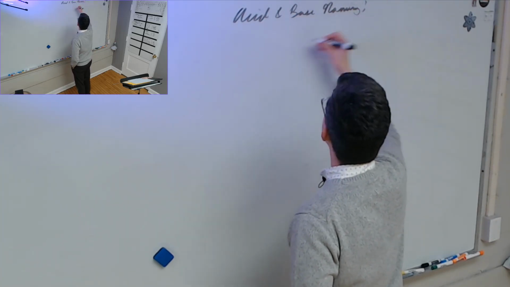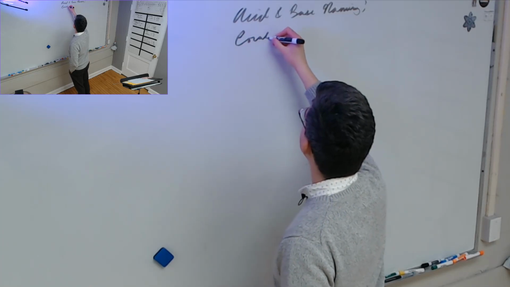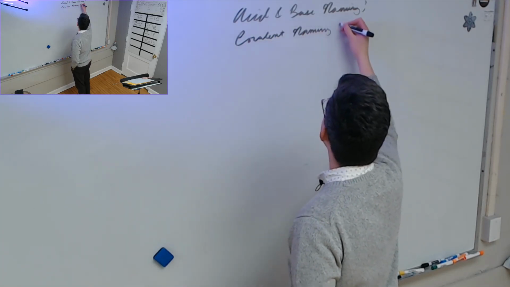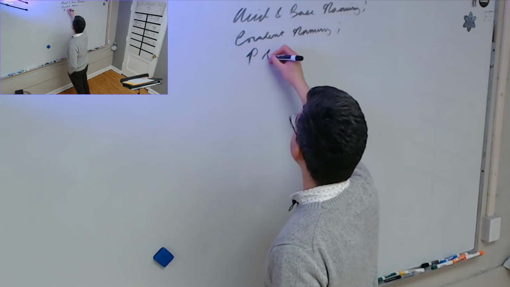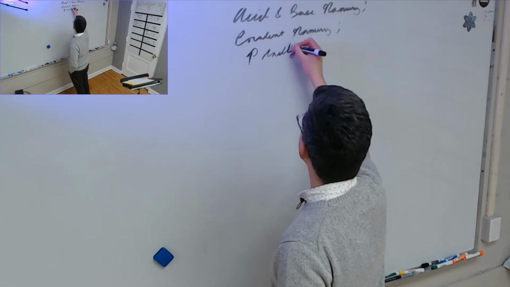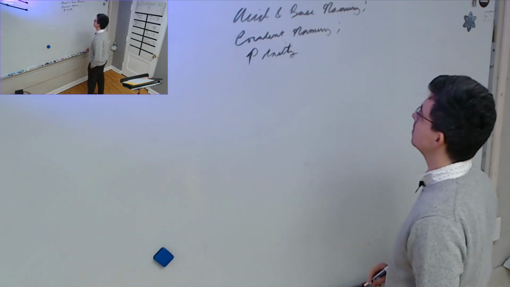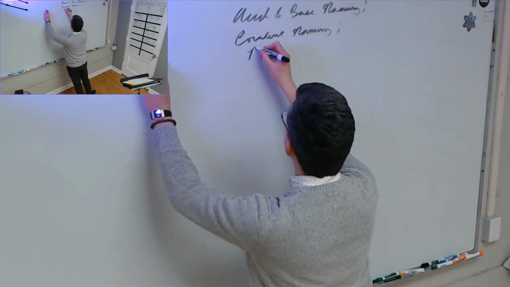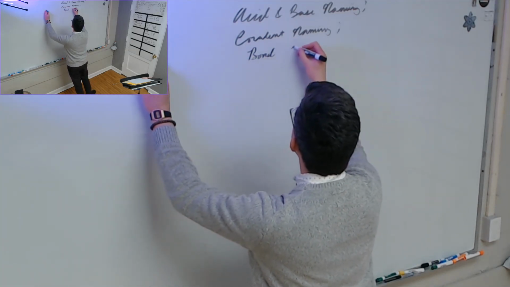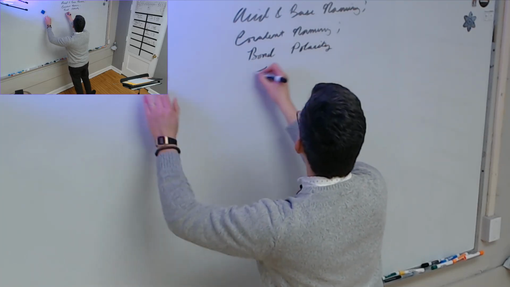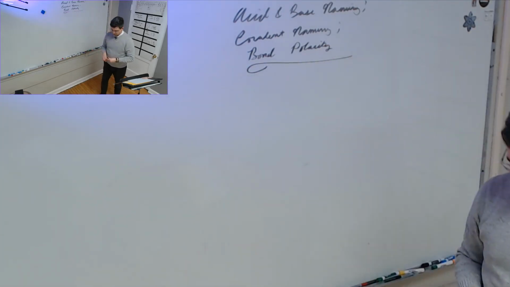I'm going to put semicolon, covalent naming, semicolon, polarity. Let's do this in reverse order. As I'm writing it, I spelled polarity wrong. There, I kind of fixed it. I'm going to restart that word, polarity. Let's put bond polarity. We're going to do them in reverse order as I was writing them.